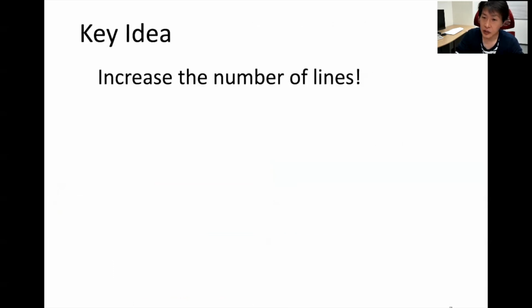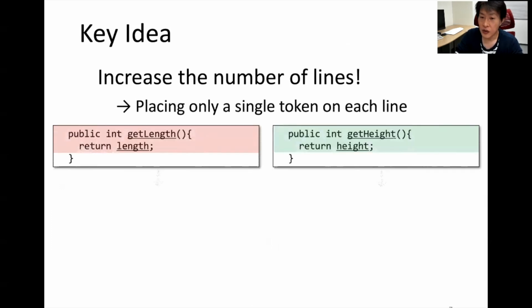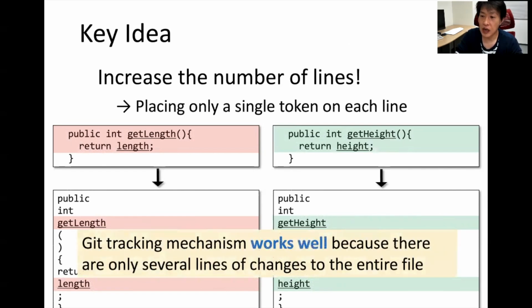Our key idea to resolve this problem is simple, just increasing the number of lines, which means placing only a single token on each line. If the files follow this format, Git tracking mechanism works well because there are only several lines of changes to the entire file.